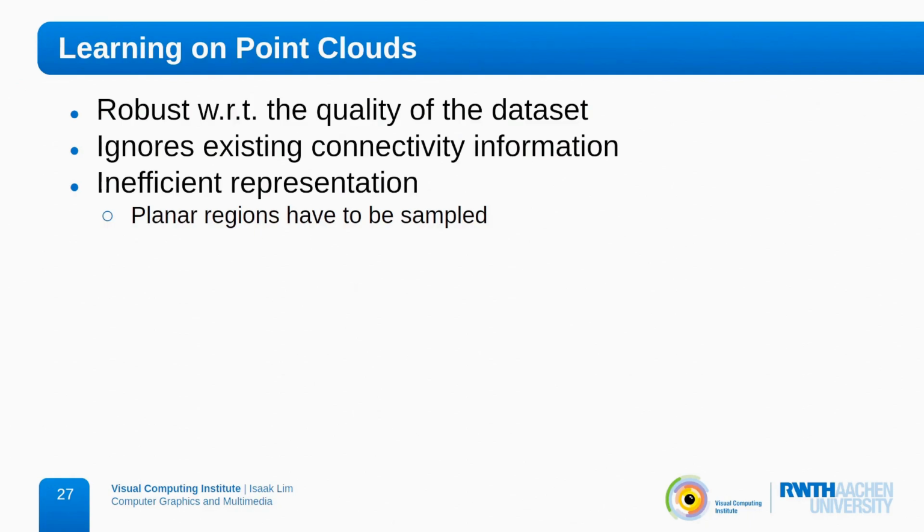And as I've mentioned before, the benefit here is that if we take point clouds as inputs, we are fairly robust to any type of data that we might have in our data set. However, even if we have existing connectivity information, we completely ignore it. And furthermore, point clouds can be a fairly inefficient representation of 3D shapes. If we consider planar regions, for example, then we typically have to sample them fairly densely, while if we compare that to a polygonal representation, then we can represent that much more efficiently.